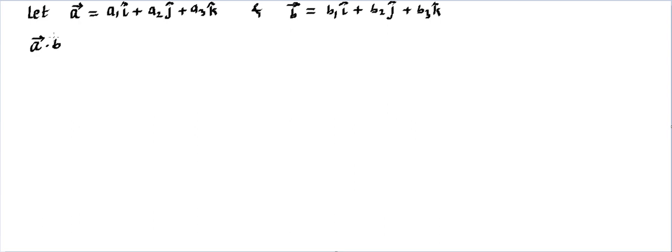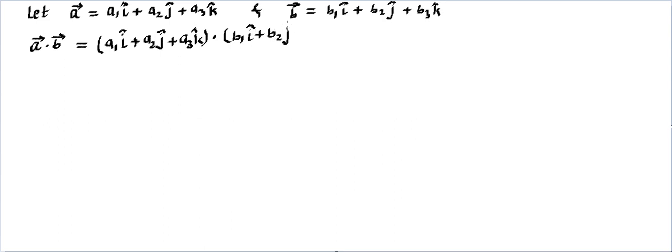So how are we going to get this a dot b out of these two vectors if they are given in component form? We are going to put the a vector, which is a1 i cap plus a2 j cap plus a3 k cap. In questions, these will be numbers which will be given to you. You can place them there. Then we will put a dot in between because we are performing a dot product, and we will write the b vector, which is b1 i cap plus b2 j cap plus b3 k cap.